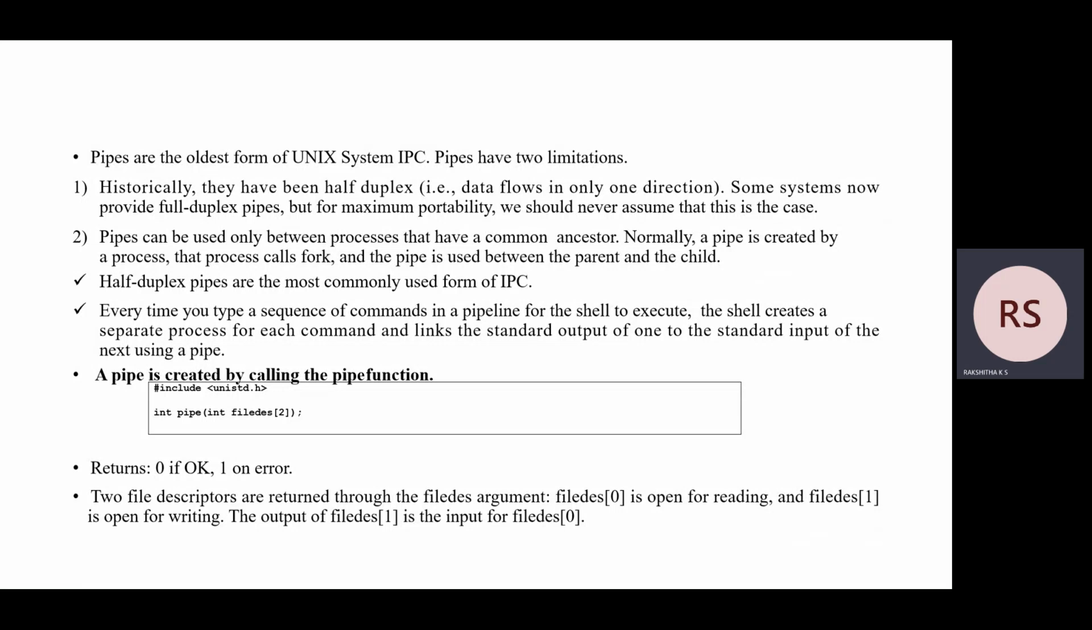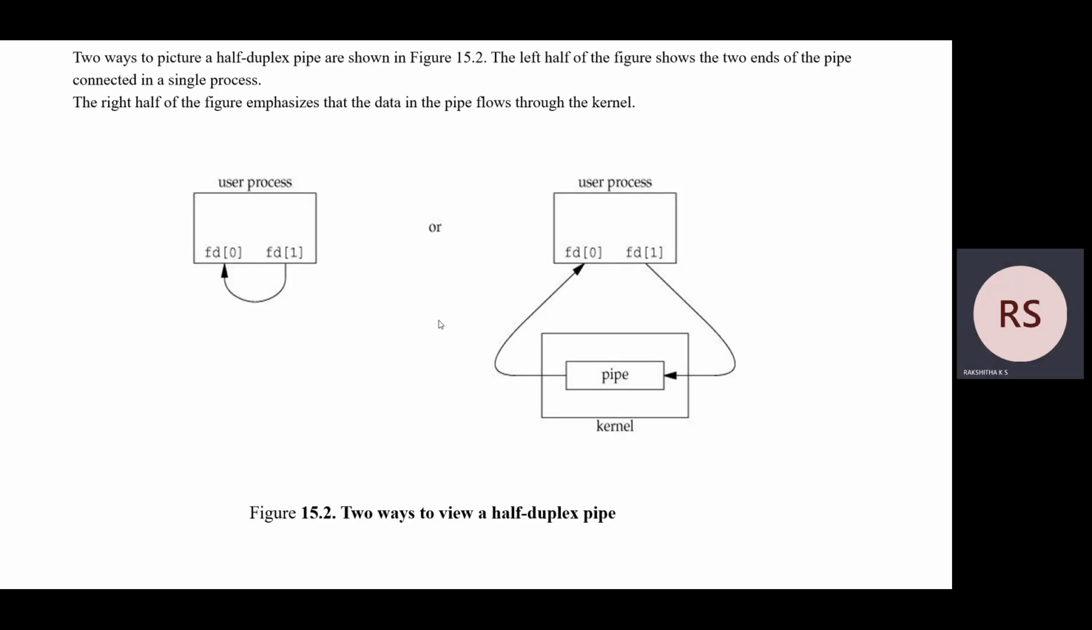A pipe is created by the pipe function: int pipe(int fd[2]). Here fd[2] consists of file descriptor 0 and file descriptor 1. It returns 0 if it is okay, or -1 on error. The two file descriptors are returned through the fd argument: fd[0] is open for reading, and fd[1] is open for writing.